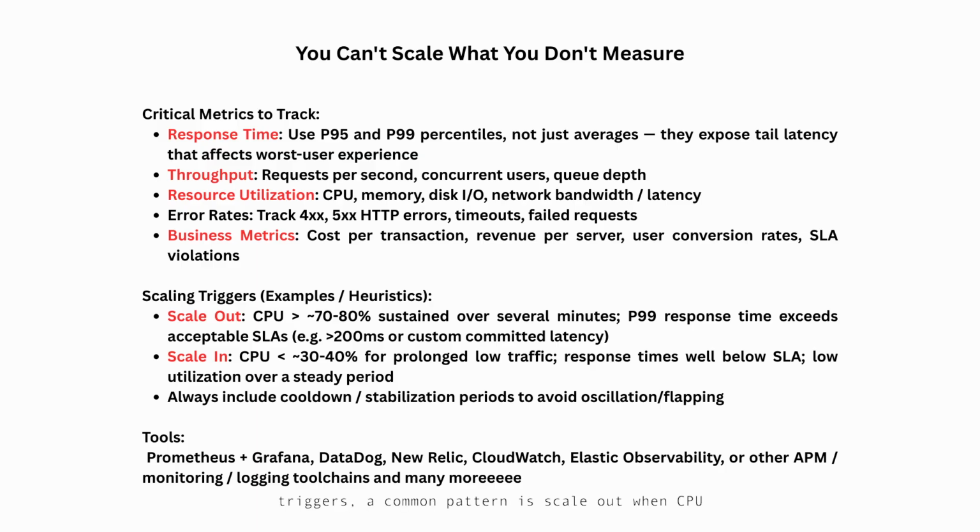For scaling triggers, a common pattern is to scale out when CPU is 70 to 80% over a sustained period, or when tail latencies exceed the SLA, or service level agreements. Scale in when usage drops well below capacity, but always with cooldowns to prevent bouncing. Choose tools that give you real-time and historical trend visibility.